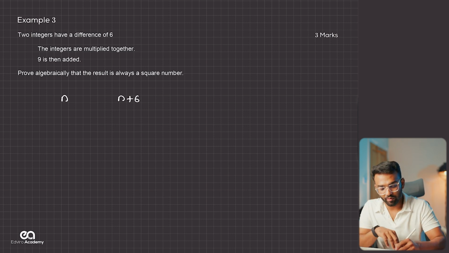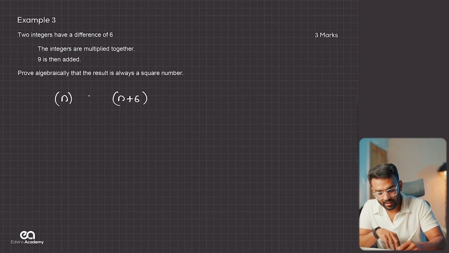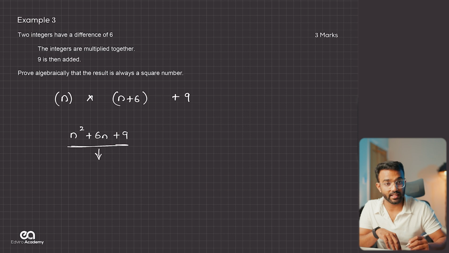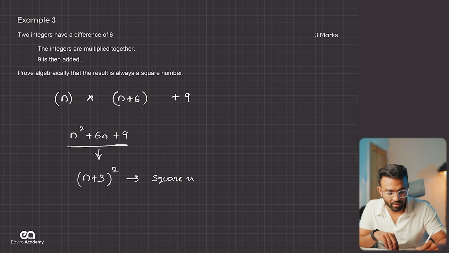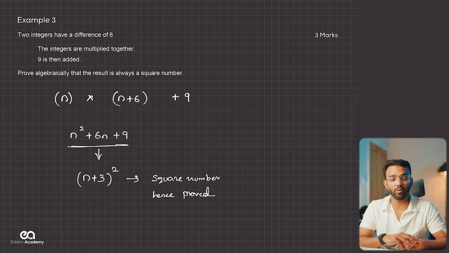And what are we going to do? We're just simply multiplying them, all right? We simply multiply them, and then we are adding a 9. So when you do multiply them, you can expand the bracket. So that'll be n squared plus 6n plus 9. And there we go. This is a quadratic perfect square, which you can simplify or factorize to n plus 3 the whole square. And this here is a square number and hence proved. And that's it. A 3-mark question.